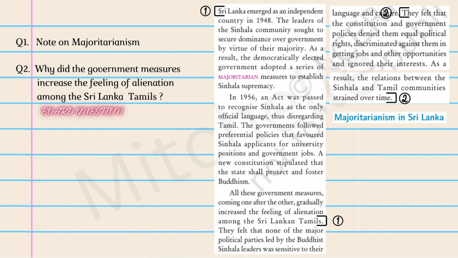Question 1 on this page, note on majoritarianism. The answer starts at Sri Lanka emerged as an independent country in 1948 and ends at Sri Lankan Tamils. Question 2, which is a board question which has been asked repeatedly, very, very important. Why did the government measures increase the feeling of alienation among the Sri Lankan Tamils? The answer is on the next column. Please mark it properly.